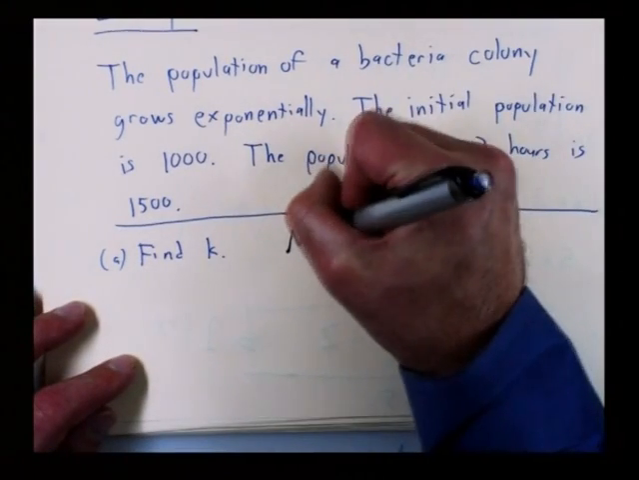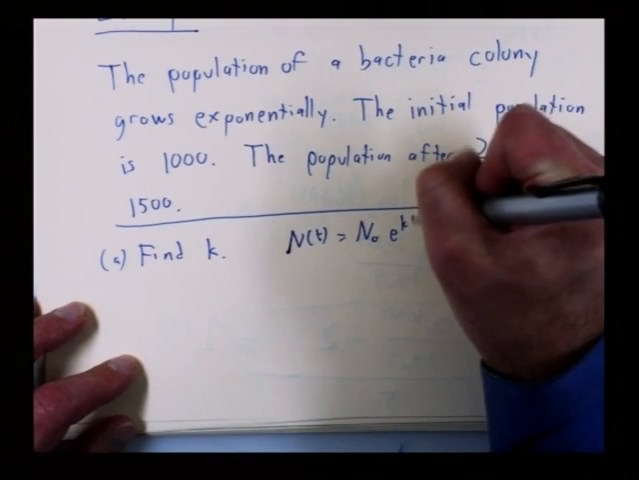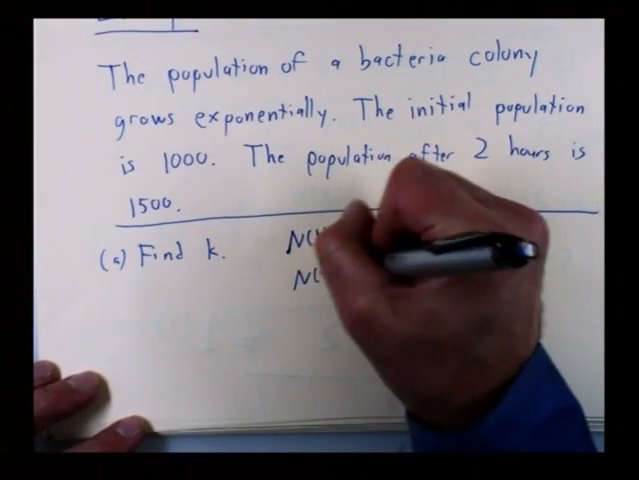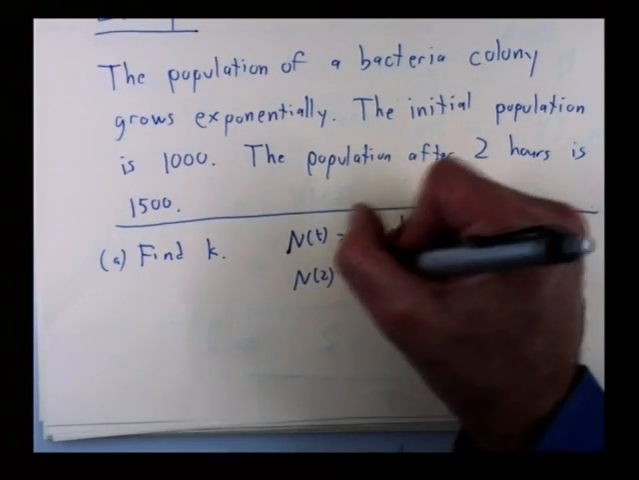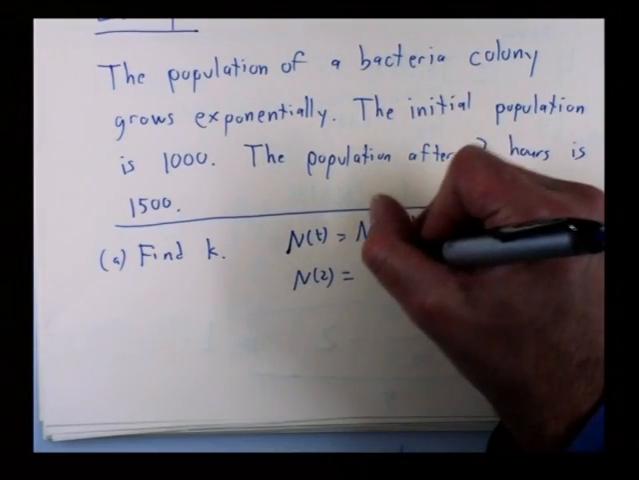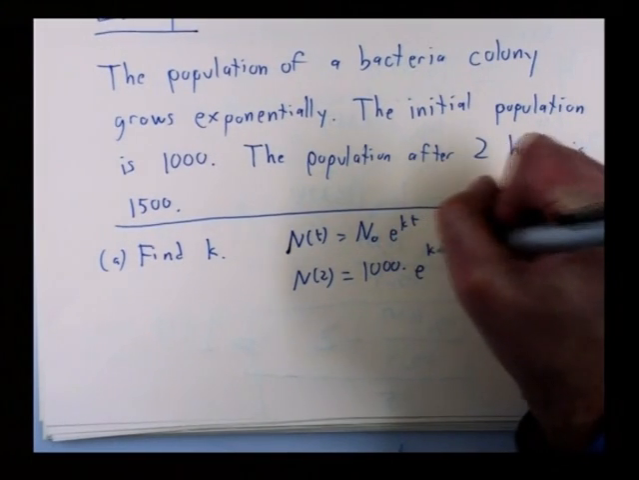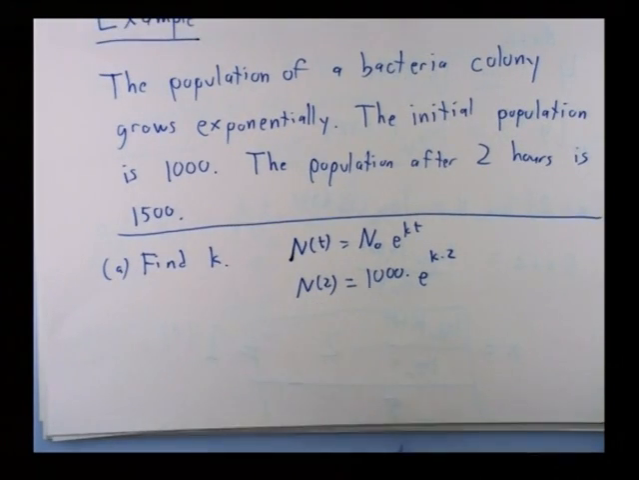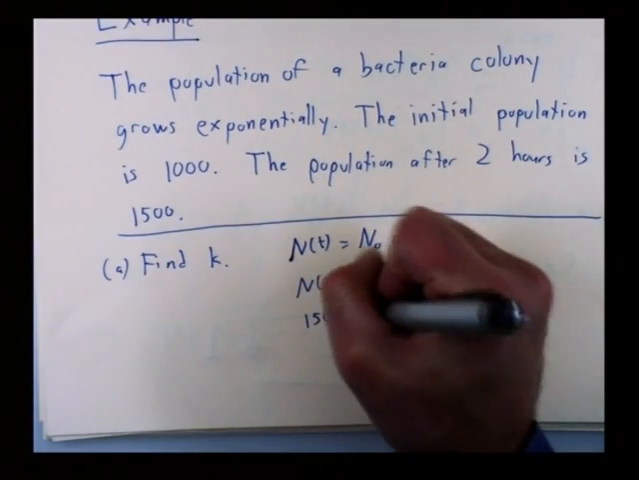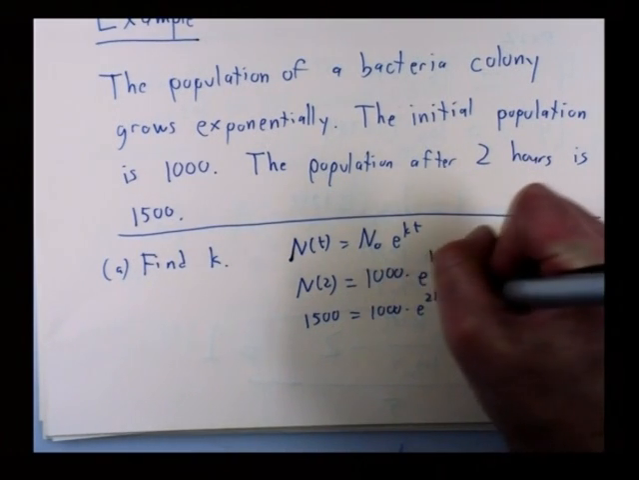Let's remind ourselves once again of the equation. N of t equals N0 times e to the kt. 2 is the time that I'm dealing with, the population at 2 hours. N of 2 then should be my initial population, 1,000, times e to the k times 2. And we know what N of 2 is. I know what the population is after 2 hours. I already know it to be 1,500. So 1,500 is 1,000 times e to the 2k.